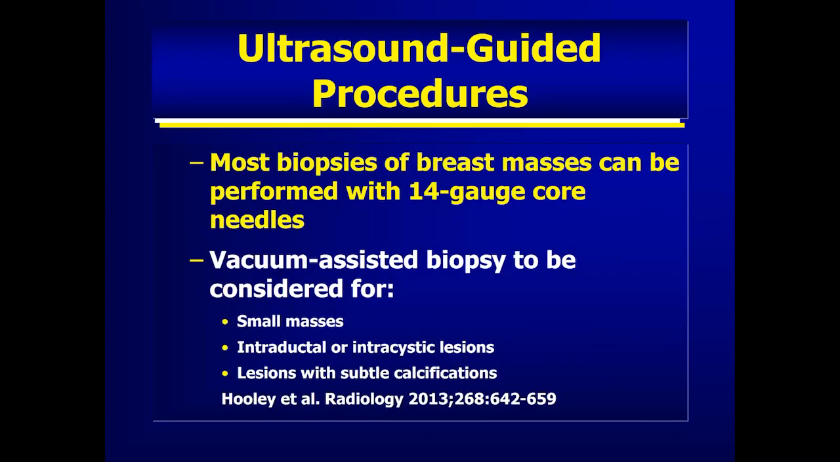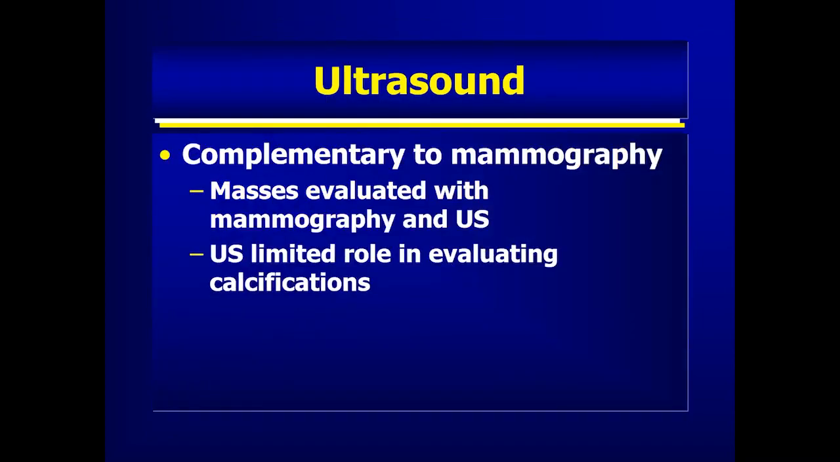Most breast biopsies can be performed with 14-gauge core biopsies. There are vacuum-assisted ultrasound-guided devices which can be used for small masses, for intraductal or intracystic lesions, or sometimes for lesions with subtle calcifications. In general, ultrasound is complementary to mammography. We tend to use them in an intertwined fashion in breast imaging. And in general, most masses are evaluated with mammography and ultrasound, and oftentimes biopsied under ultrasound guidance.